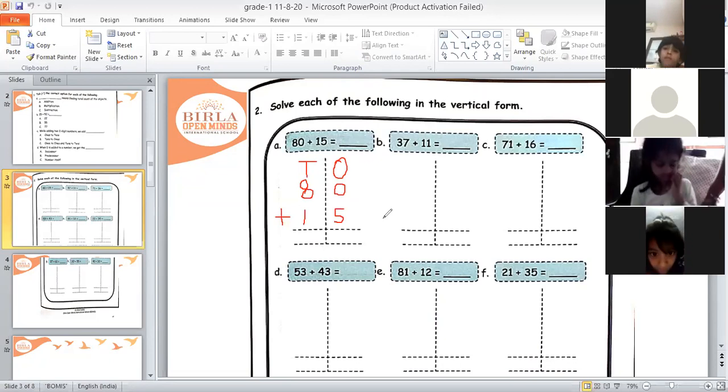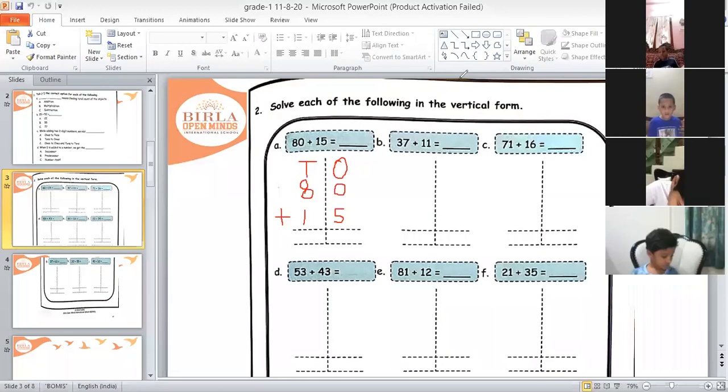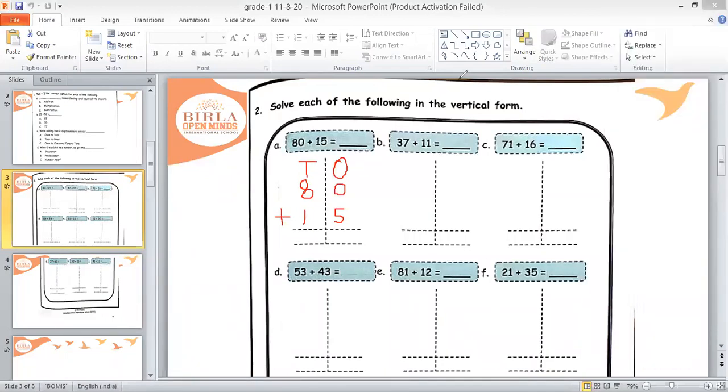Okay. So your first step is you have to arrange these given numbers in ones and tens column, and then you have to do addition. So this is 80 plus 15. Sorry, 80 plus 15.